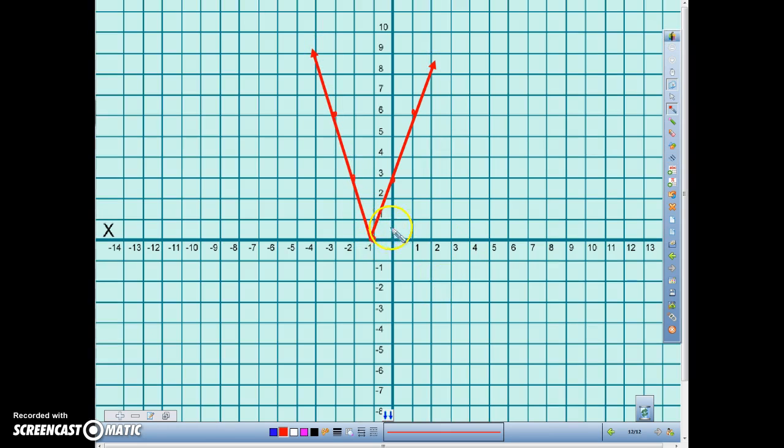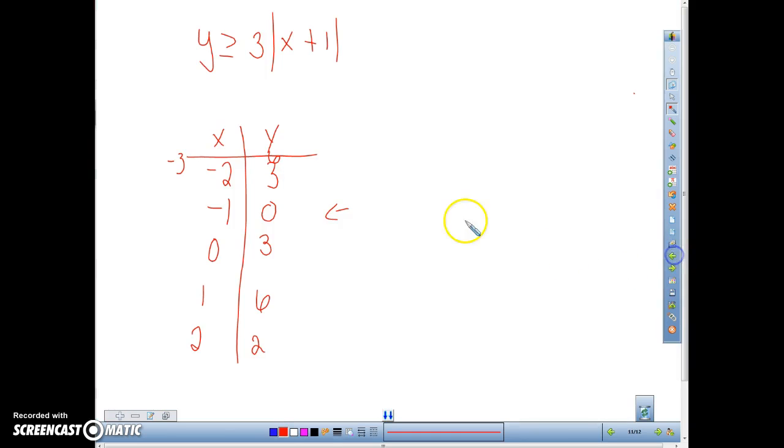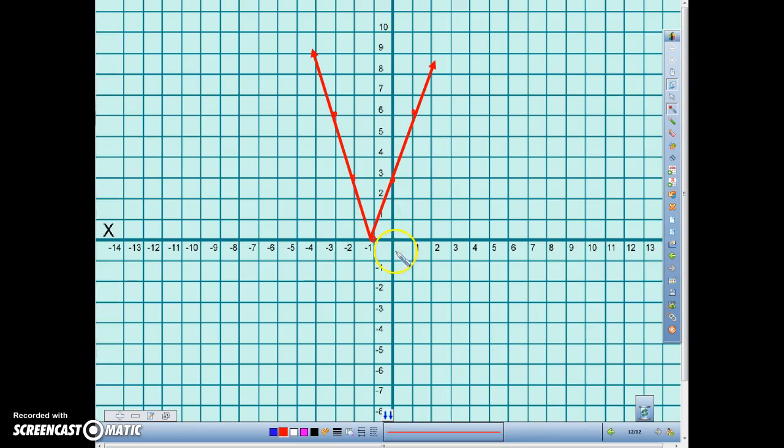0, 0 is our point that we're going to pick. So when we plug it in, we get 0 is greater than or equal to 3 times the absolute value of 0 plus 1. And if you notice, we've already plugged in 0, so we know that it's going to be 3. So it says 0 is greater than or equal to 3 on this one, which is false. 0 is not greater than or equal to 3. So this is where 0, 0 is at. This is false, so we're shading the inside.